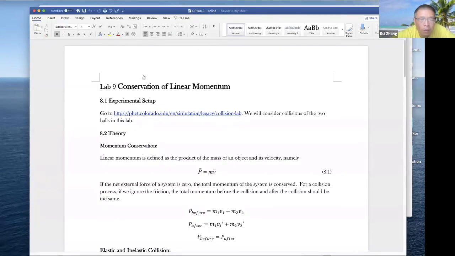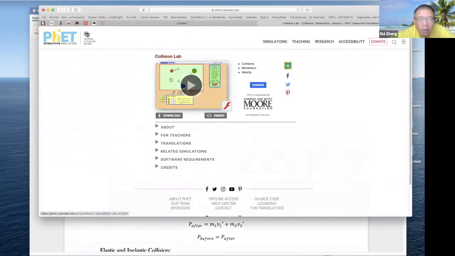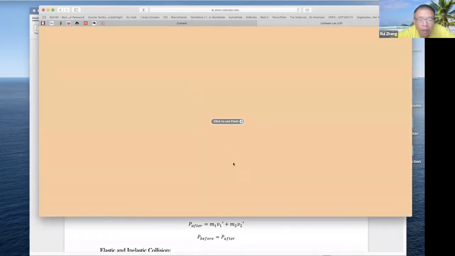So this one is totally virtual. We go to this place that we do lab before. In this one, you don't need to download it. You can just run it directly. This is called collision lab.